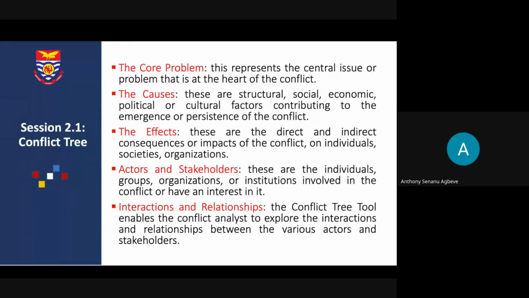So we can have the core problem, but we can have various dynamics that are contributing, or that are keeping this conflict ongoing. So is it a structural issue or a social issue or economic or political, right? For example, when we take the Bawku conflict, even though the core problem here is probably chieftaincy disputes, we may also have other driving factors that are keeping the conflict in existence, right?